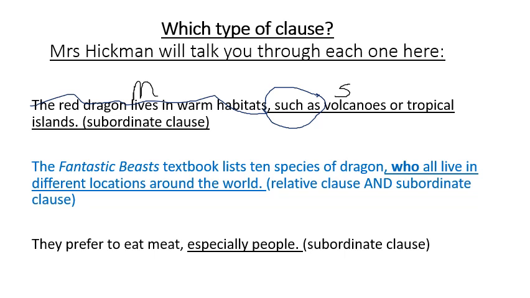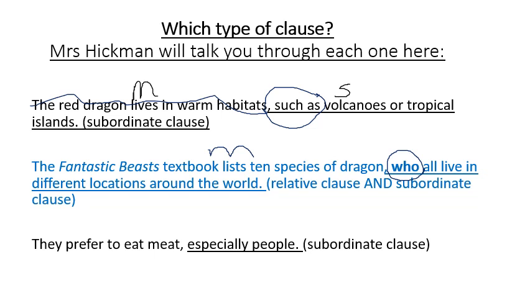Number 2, the Fantastic Beasts textbook lists 10 species of dragon who all live in different locations around the world. So this bit that I have underlined that you can see is a relative clause because it starts with the relative pronoun who, but it's also a subordinate clause. It doesn't make sense on its own. The main clause is the Fantastic Beasts textbook lists 10 species of dragon. You say that on its own, it makes sense on its own. Who all live in different locations around the world. Subordinate clause, relative clause.